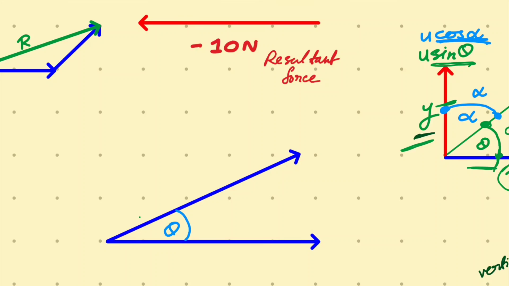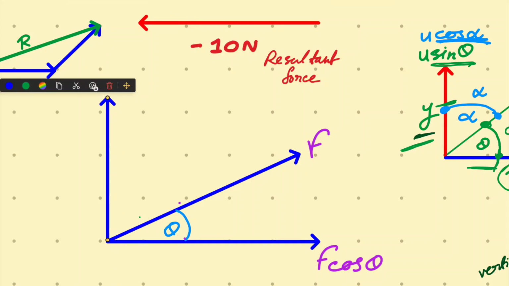Now if this is F, the force acting at an angle, as theta is connecting these two lines, I can write this as F cos theta. And now if I take another line which is acting here and has no connection with theta, I can write this as F sine theta.